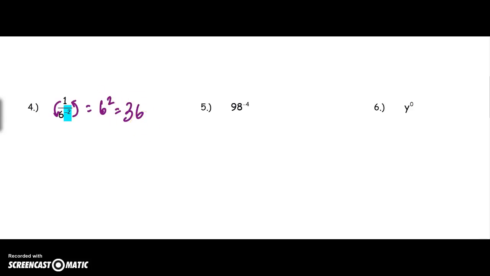In example 5, you have a -4, so we're going to put this over 1 and take the reciprocal. So 98 to the -4th power gets moved to the bottom, to the denominator, and 1 gets moved up. So you have 1 over 98 to the 4th power. Since it's the 4th power, we do not have to simplify, and this would be your answer.